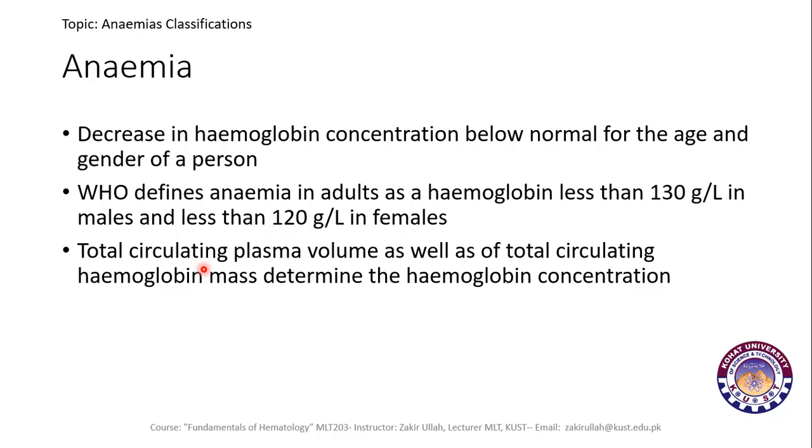The total circulating plasma volume as well as the total circulating hemoglobin mass determines the concentration of hemoglobin. From these two values we can calculate the concentration of hemoglobin, and these two factors have the role in the concentration of hemoglobin.